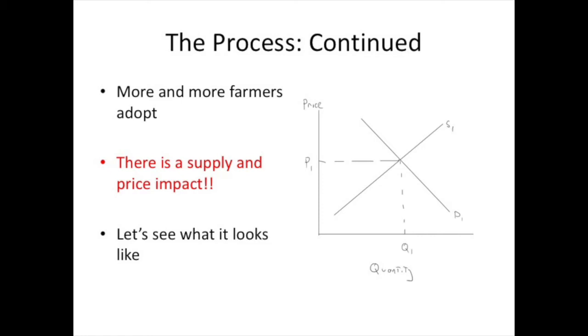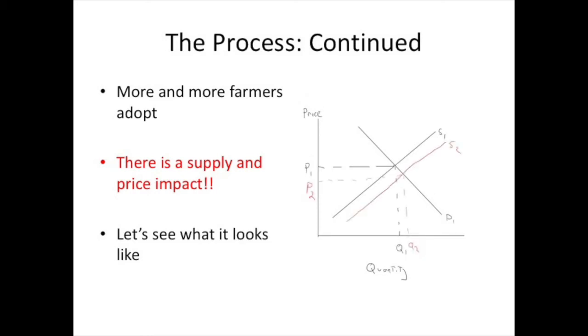And so now we're going to shift that supply curve so that we can see what happens as more and more people adopt the technology. What happens is the supply curve shifts to the right, as is indicated by supply 2 in my example here. Quantity goes up, Q1 to Q2, and price goes down from P1 to P2.